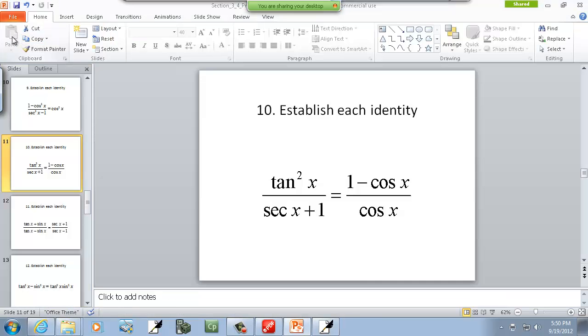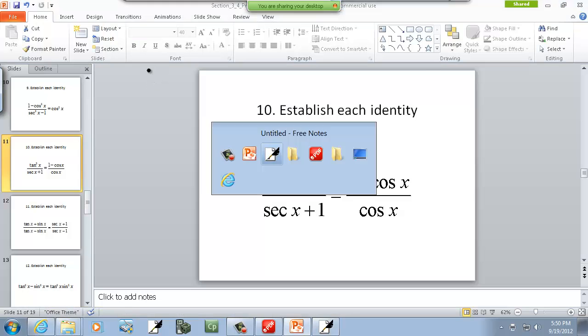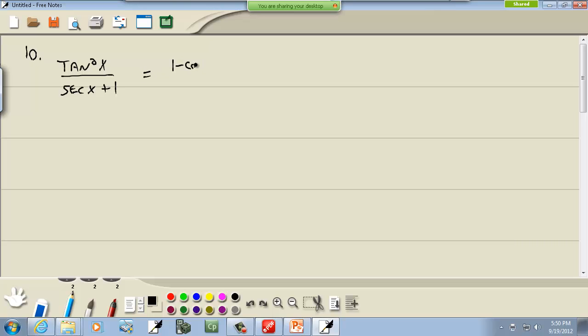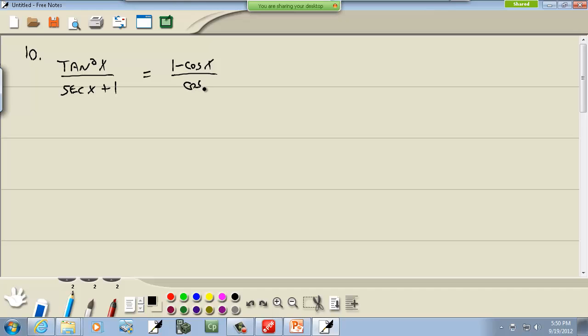So this is number 10. Tangent squared over secant x plus 1 equals 1 minus cosine x over cosine x. Now, whenever we see a single trig function and a 1, we think of the reciprocal. So let's start with this left side.